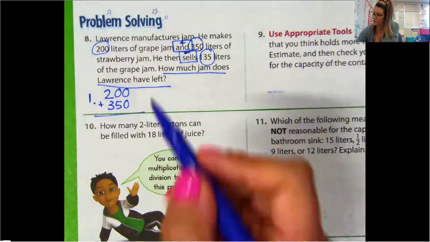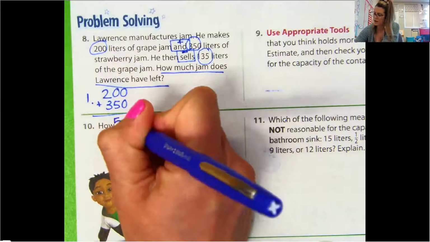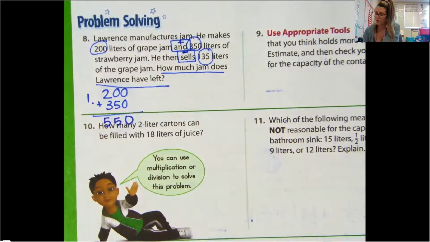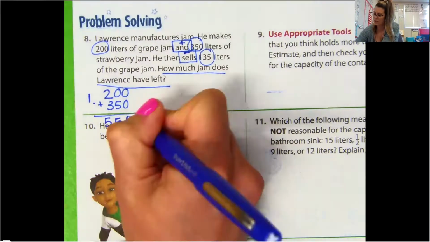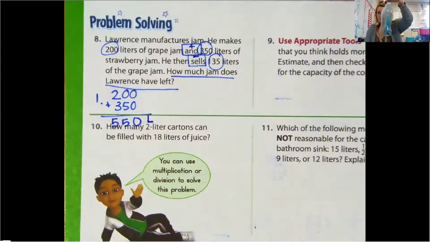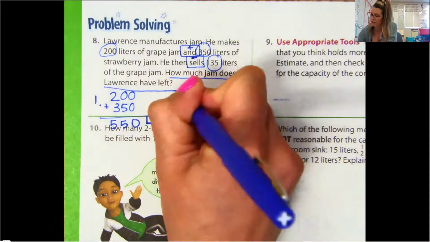All right, we know 0 plus 0 equals 0. 0 plus 5 equals 5. And 2 plus 3 also equals 5. So right now, Lawrence has 550 liters of jam. Wow, that's a lot of jam. But then he sells how much? 135. So what's that? What's step number 2 going to look like?